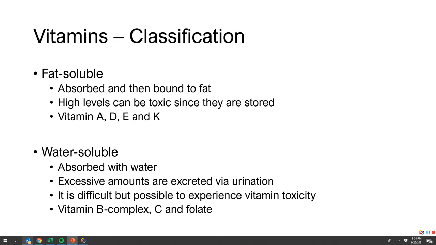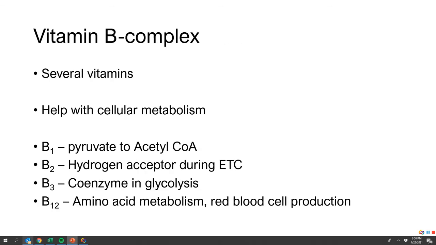And so I just want to talk about a few of these vitamins. We've got vitamin B, and it's actually a complex or a group of vitamins. Ultimately, they help with cellular metabolism. So B1 is necessary in order to take pyruvate and turn it to acetyl-CoA. That's important because otherwise we're not producing very much energy or very much ATP from glucose. B2 is good because it holds on to hydrogen ions during the electron transport chain. Remember, we're trying to create that gradient so that we can ultimately create ATP.